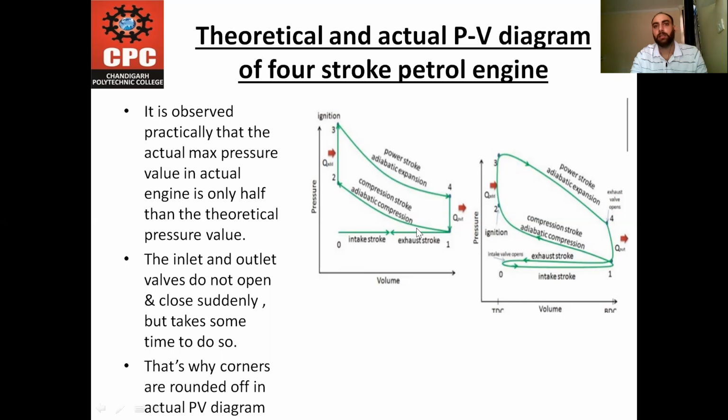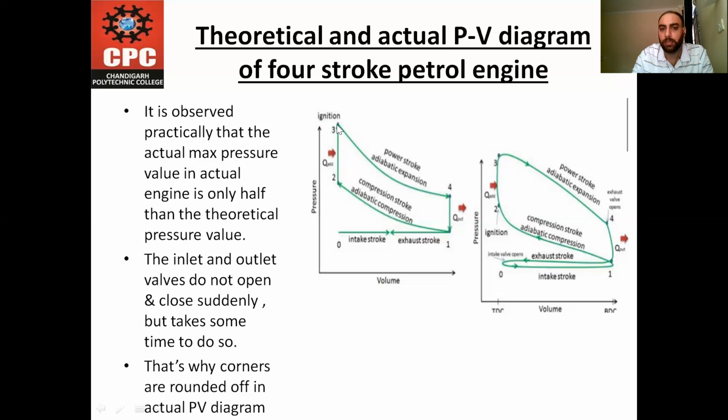So 0 to 1 represents the intake stroke, and 1 to 2, here our volume is decreasing and pressure is increasing. So this is the adiabatic compression or compression stroke. 2 to 3, the volume remains constant and heat is added. Heat is produced by the burning of the charge and the ignition spark that is produced by the spark plug. 3 to 4 is the power stroke or our working stroke.